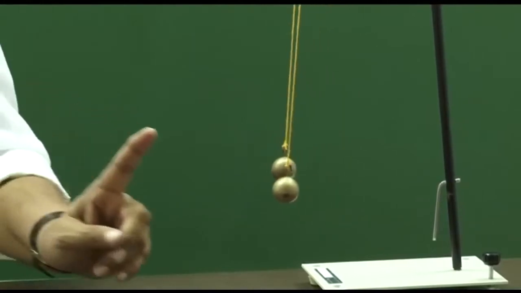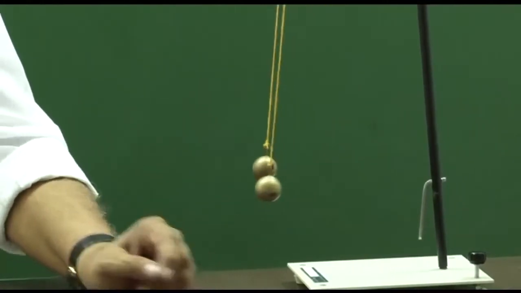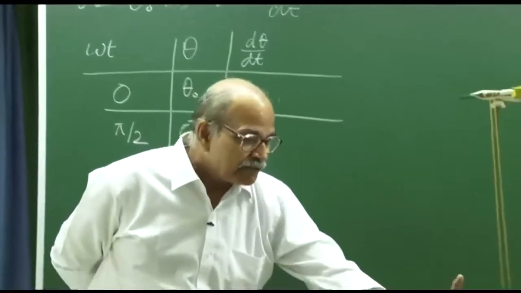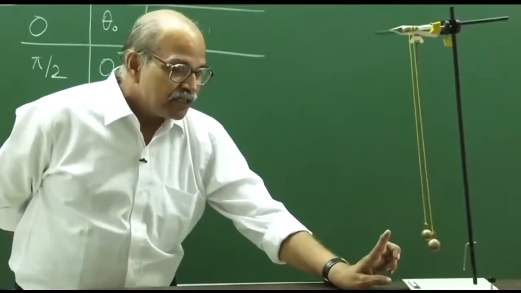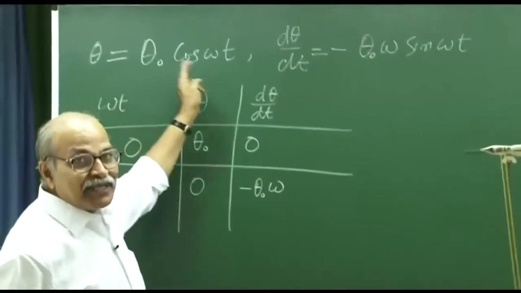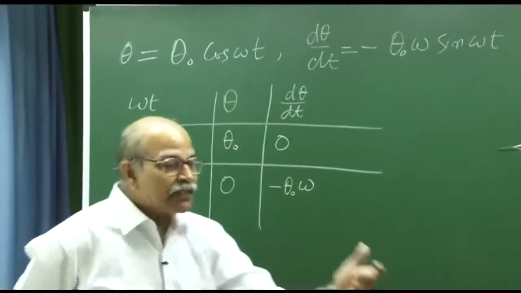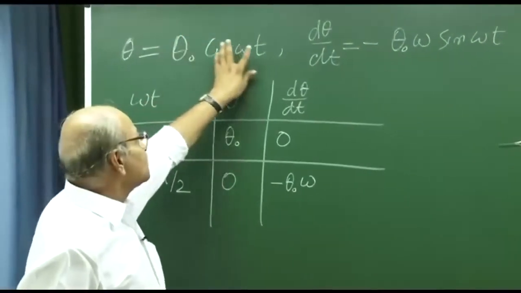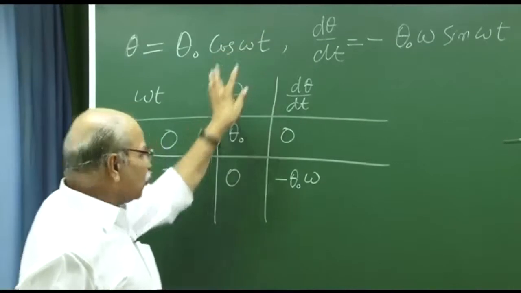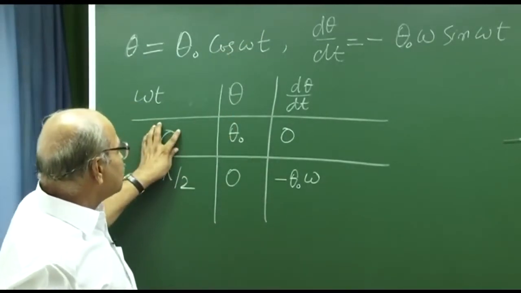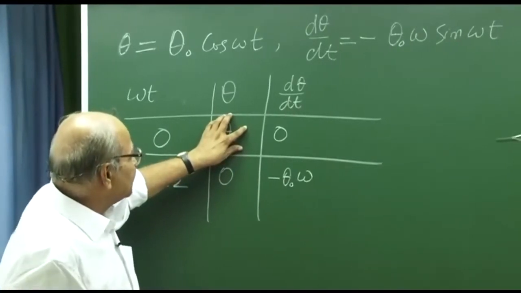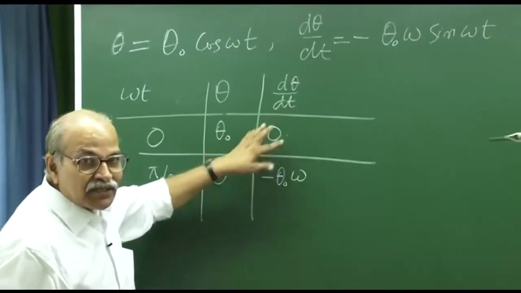So if you write the equation of this front pendulum as theta equal to theta naught cos omega t, the equation for the second pendulum, this rear pendulum, will also be given by this same equation. If the amplitudes are different, then this theta naught will be different for the two cases, but this omega t remains the same. When omega t is 0, for both the pendulums, theta is theta naught, they are at their positive extreme position, the angular velocity is 0 and so on.